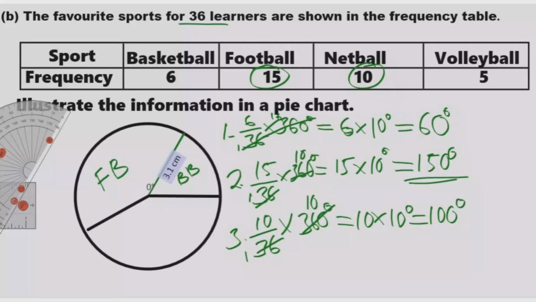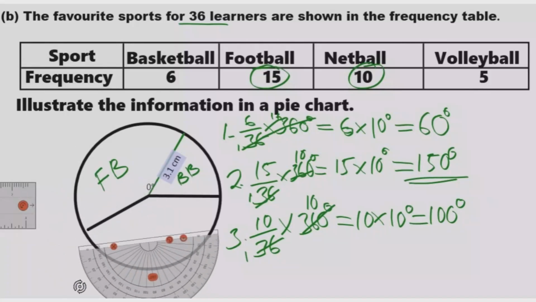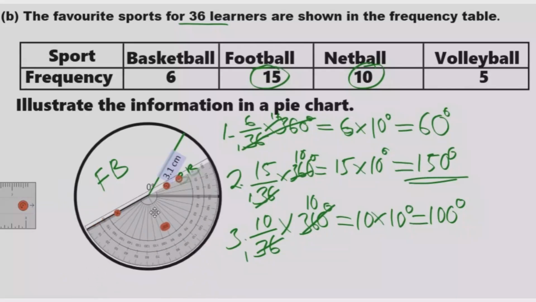So we measure 100 degrees. To do that, we're going to get the compass, sorry, the protractor. What am I saying? We're going to get the protractor, turn it around like this. We make sure it is okay like that.